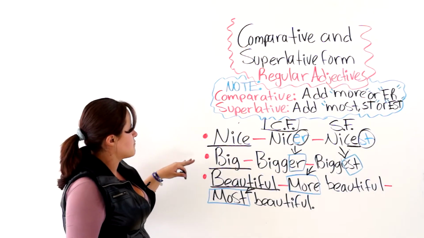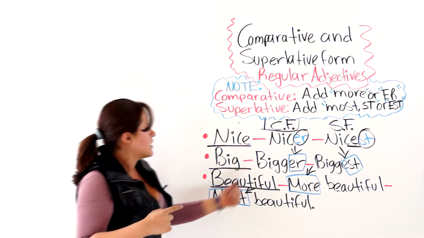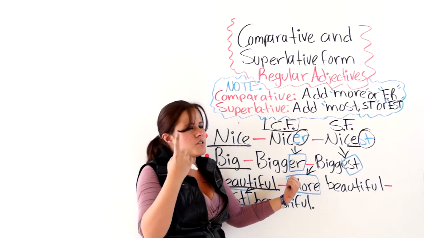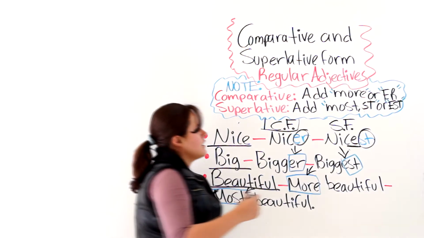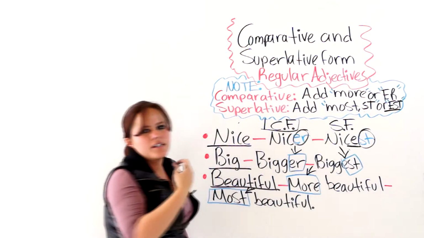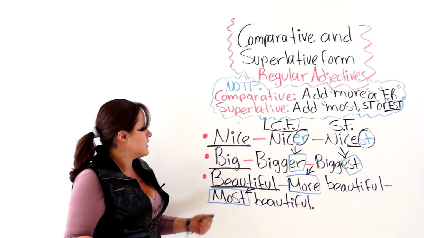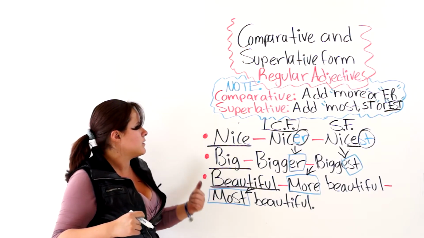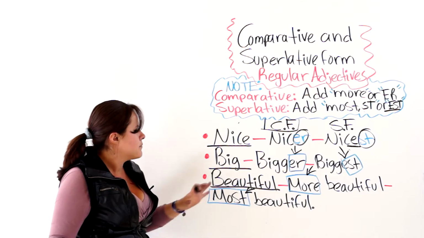The next one says big, a 1-syllable adjective. Bigger, I added er because it is a 1-syllable adjective. Biggest, I added est in this case because it does not end in e and we need an est sound at the end. Big, bigger, biggest. Normal, comparative, superlative.